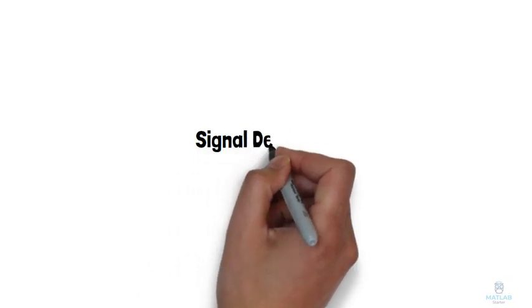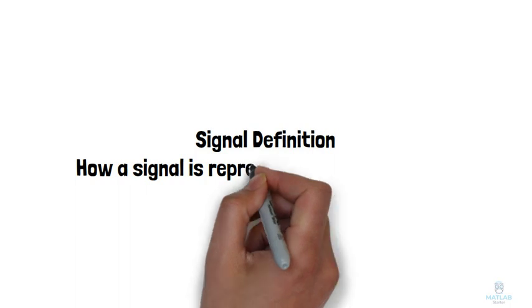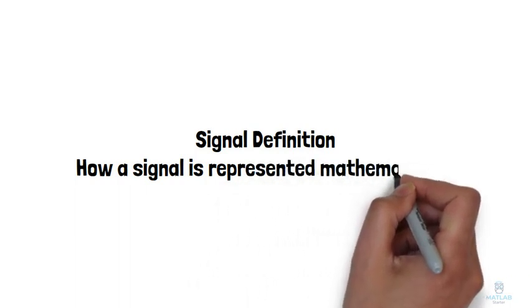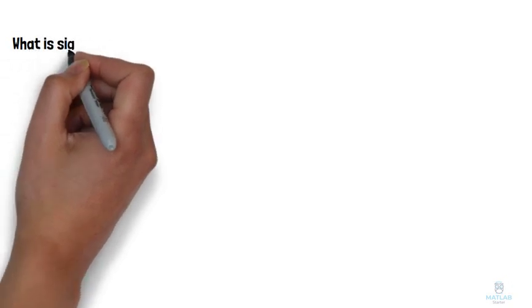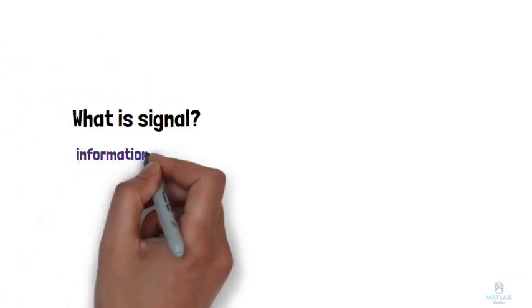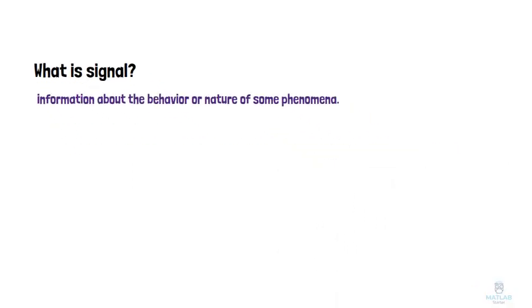Hello everyone, in this tutorial we will learn about the basic definition of a signal and how to represent a signal in mathematical form. So we start with, what is a signal? A signal is something that contains information about the behavior or nature of some phenomena.